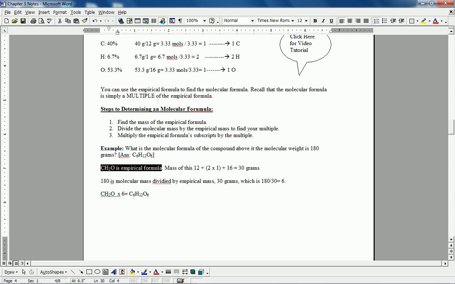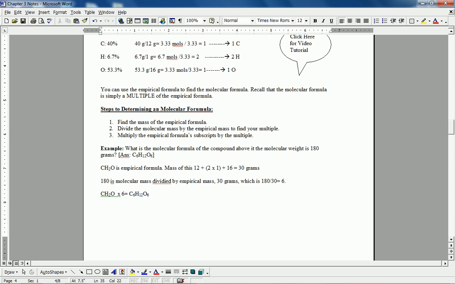Our empirical formula was CH2O, and the mass of that would be, of course, the mass of C, which is 12, the mass of 2 hydrogens, that's 2 times 1 because they're 1 apiece, and the mass of oxygen, which is 16. So add that together, and one empirical formula, 1 CH2O, would weigh 30 grams. Now, hopefully that additional piece of information that we need is provided in the problem, and that should be the molecular weight, and of course it is given right there in the problem.